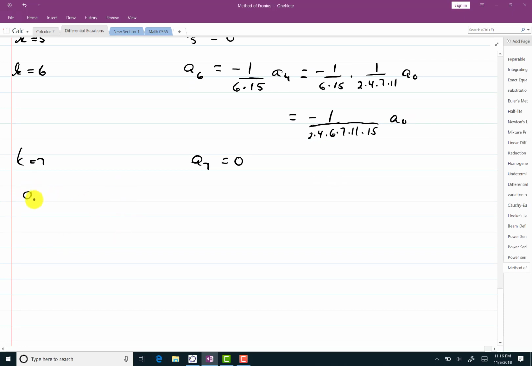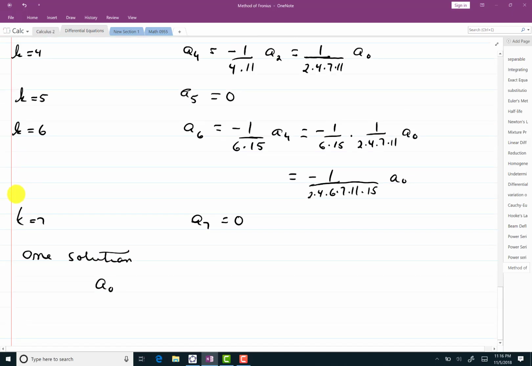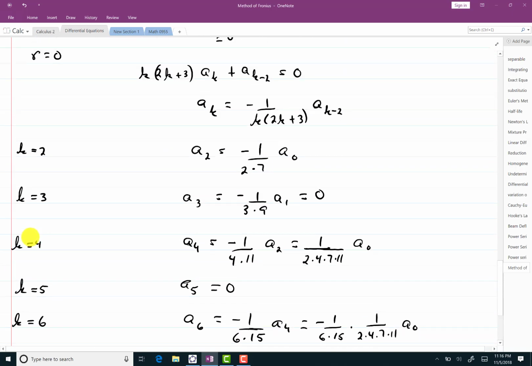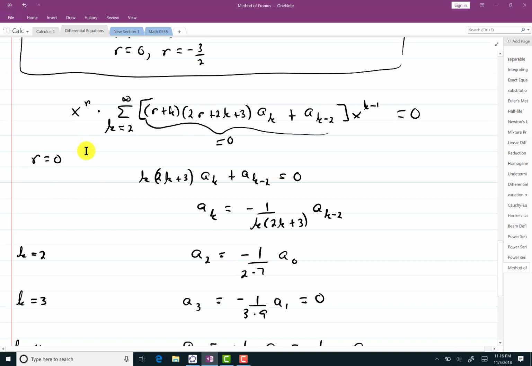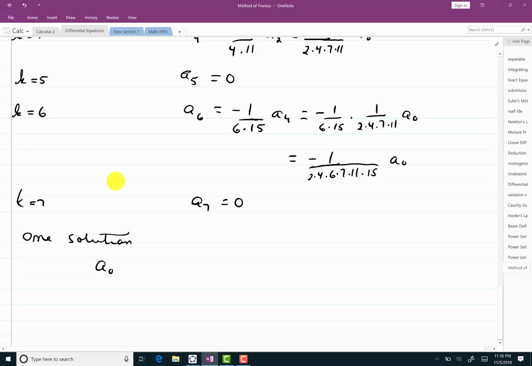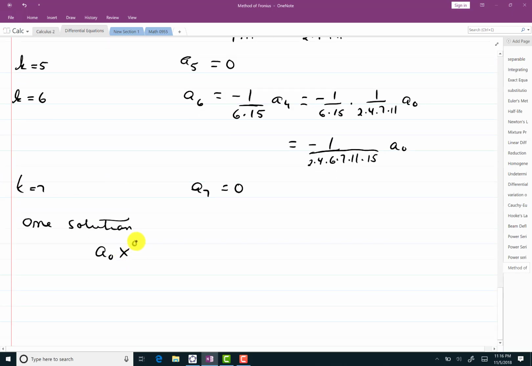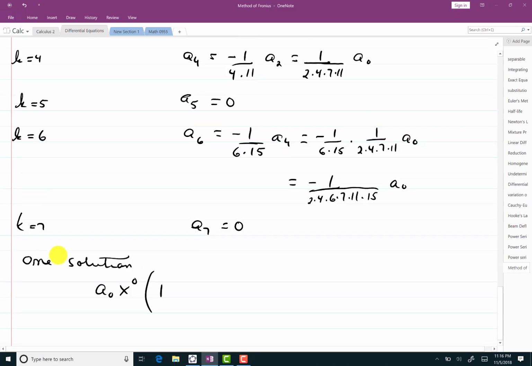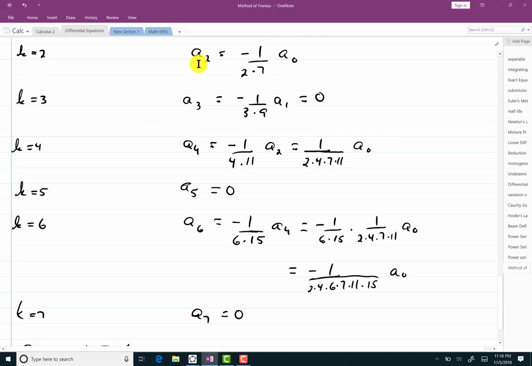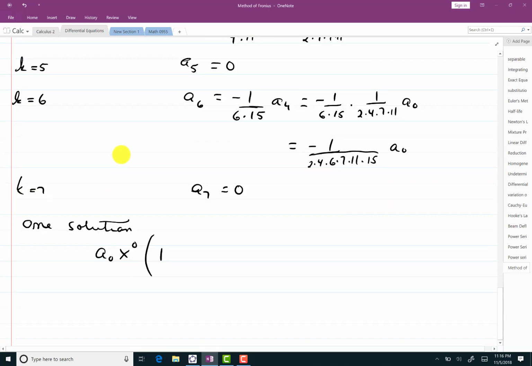So one solution is a sub 0. A sub 0, now don't forget that this was attached to x to the r. And this was when r was equal to 0. So I'll get x to the 0, which it doesn't matter, I understand that, but I'm putting it there for cataloging purposes. Since we started with a sub 0, we're going to get 1 where the a sub 0 spot was. Now then my a2 is attached to x squared, so I get negative 1 over 2 times 7 x squared.